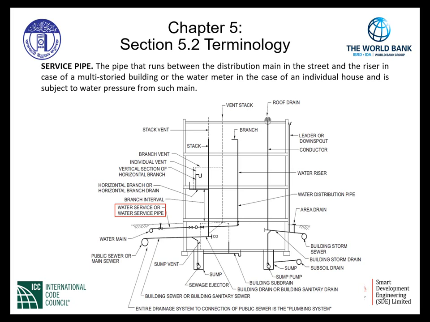Service pipe is specifically defined as the pipe that runs between the distribution main in the street and the riser in case of multi-storied buildings, or the water meter in the case of an individual house, and is subject to water pressure from such main. As can be seen in the graphic, the water service pipe is located accordingly.